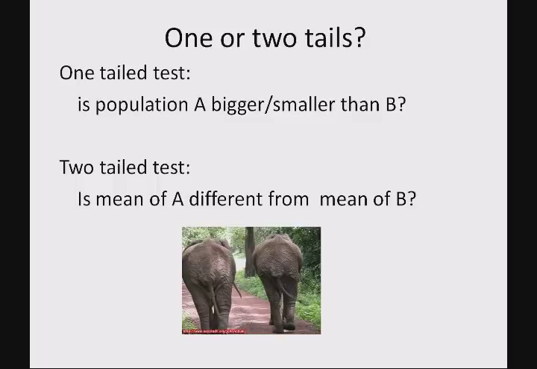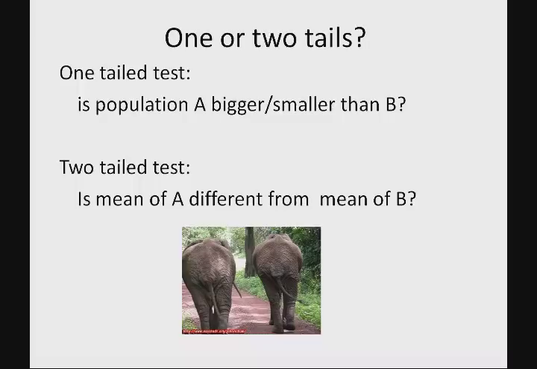The first thing when doing a t-test that you have to decide is whether to do a one or a two-tailed t-test. Now, a one-tailed t-test is asking a question such as, is population A bigger or smaller than population B? So there's a directionality to it. And a two-tailed test is asking, is the mean of A different from the mean of population B? So the second of those, the two-tailed test, is, if you like, more general and less specific.